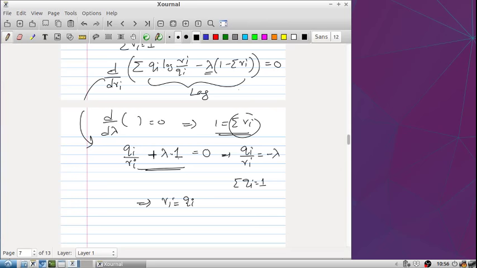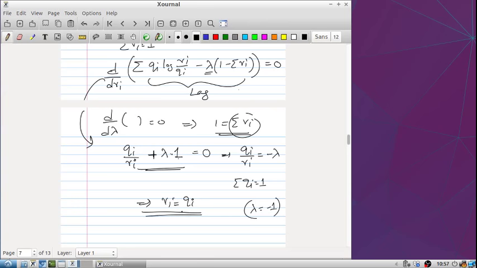Then Qi is equal to Ri. I mean, you can just see that, right? Qi is equal to minus lambda times Ri. Sum over the left side, that's 1. Sum over the right side, that should also be equal to 1. What I'm saying is lambda is minus 1. In other words, if you want to play with this, all I'm saying is lambda is minus 1.